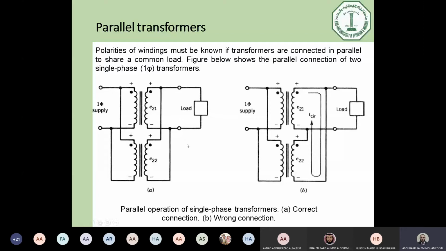For three-phase transformers, we have extra conditions. Not only these simple conditions, we will have some other conditions like the phase sequence, and also we need to check something else called the phase shift. We are going to discuss this in detail, inshallah, in the upcoming classes, for three-phase transformers and generators as well.